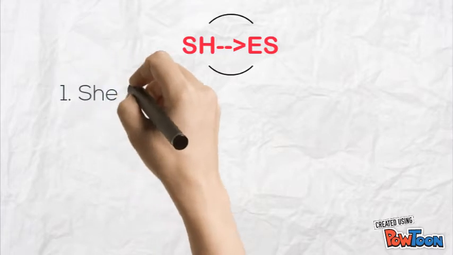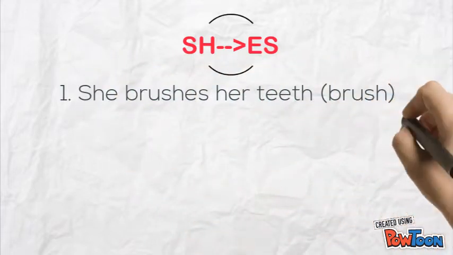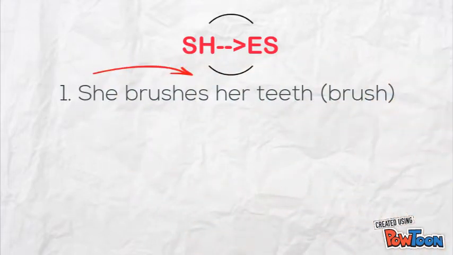The next option is with verbs ending with sh. You add es at the end of the verb. So for example, with the verb brush. Brush ends with sh. So in the sentence, she brushes her teeth. You add es at the end of the verb.